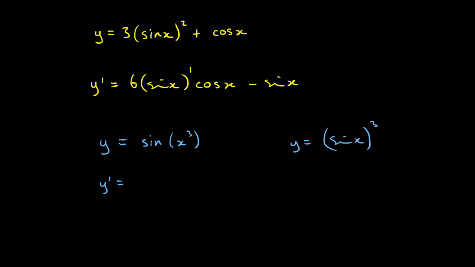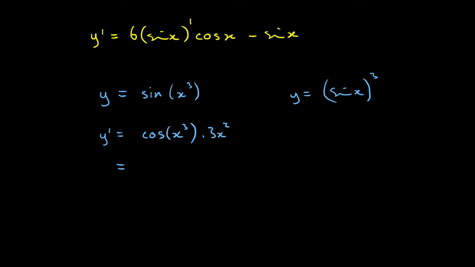We differentiate the big function first. So in this case, sine is the big function. So we differentiate it, we get cos, so we get cos x cubed. And then we differentiate the little function x cubed, and if we differentiate that, we get 3x squared. And so we multiply through by 3x squared. Or it's probably better to write that as 3x squared times cos of x cubed.